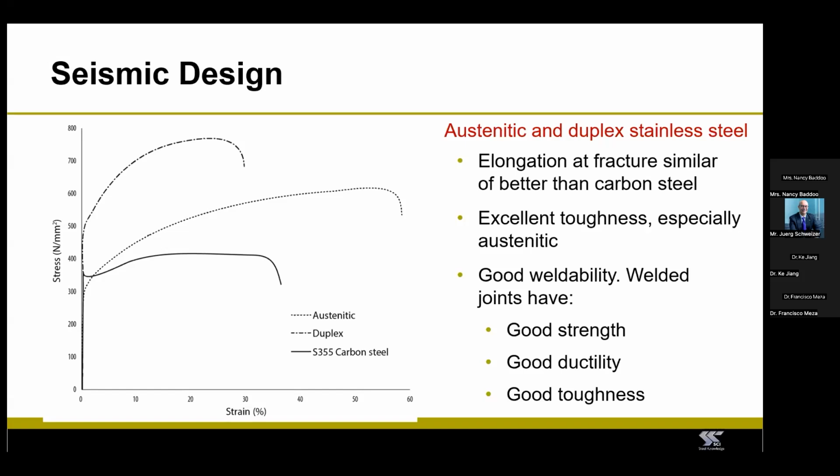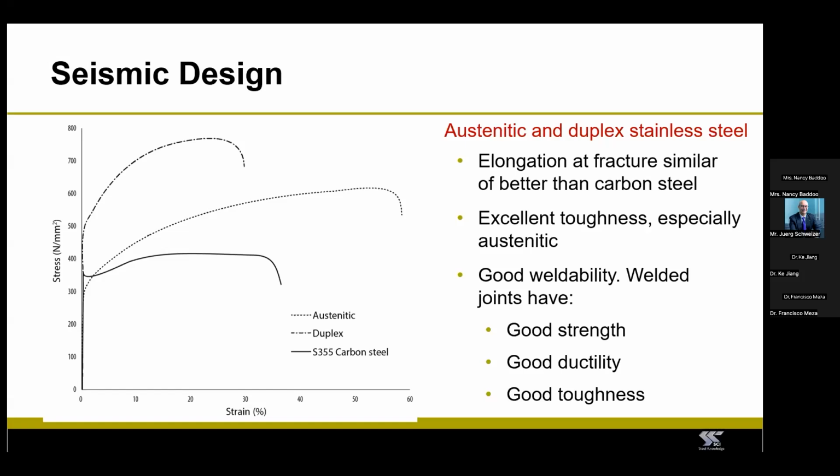Austenitic and duplex stainless steel also have similar or superior toughness to carbon steel, which is important to avoid brittle types of failure modes. Another important characteristic is weldability. And both austenitic and duplex stainless steel have good weldability. And this means that their welded joints can achieve good strength, ductility, and also good toughness.